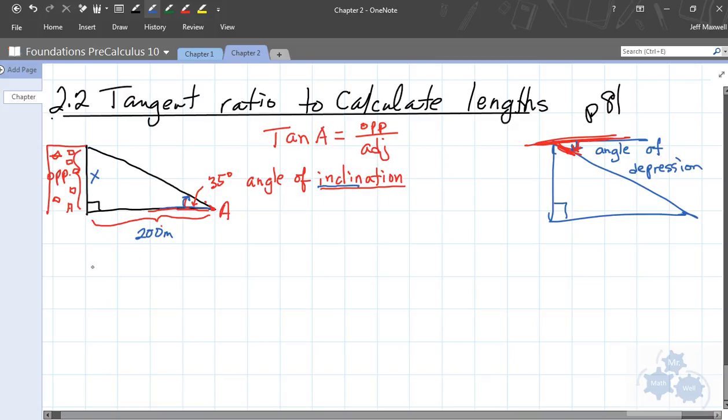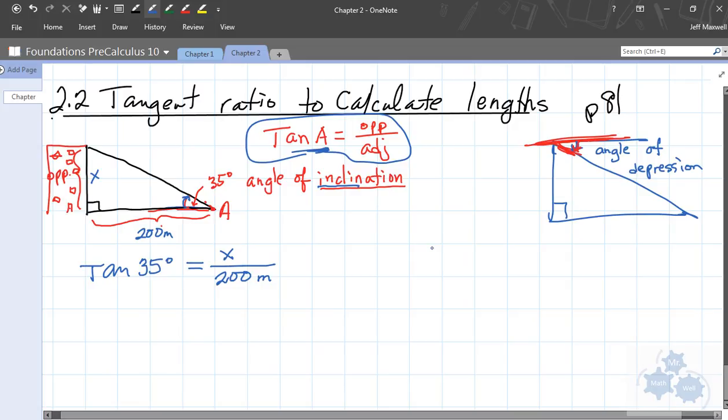So this is how you set it up. You go tan of A, which is 35 degrees, because here's our pattern right here. Tan of 35 degrees equals the opposite side length. Now this is unknown, so let's put our unknown variable there. This is what we're going to try and find. Divided by the adjacent side, which is 200 meters.